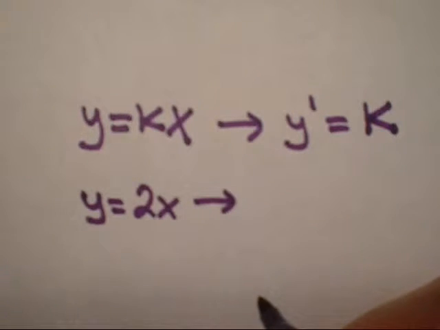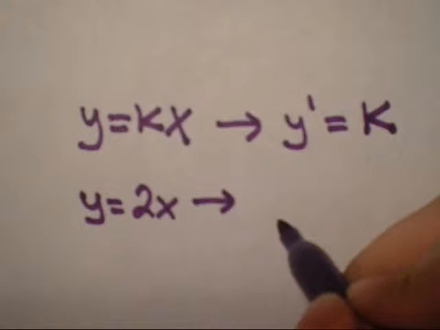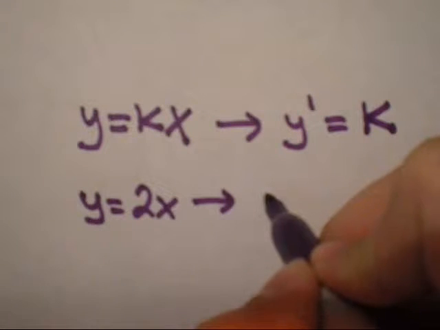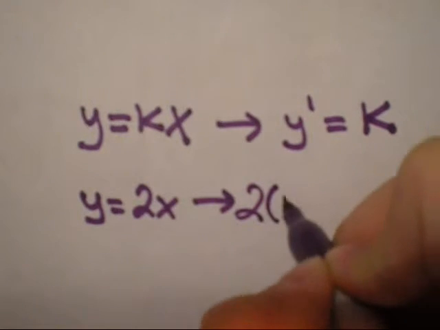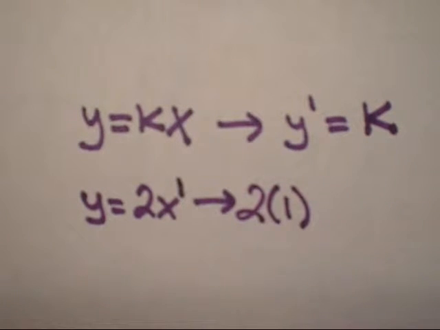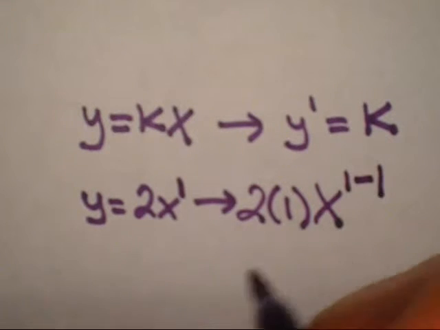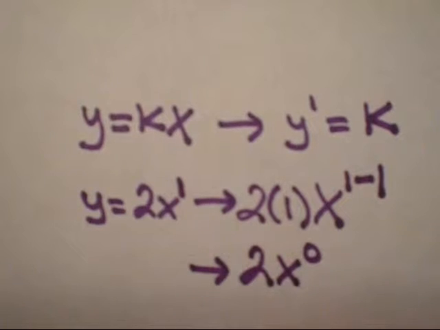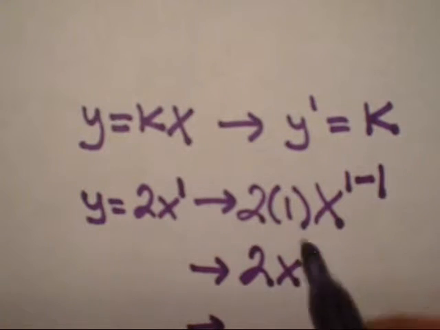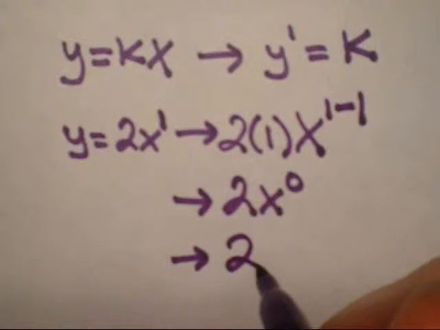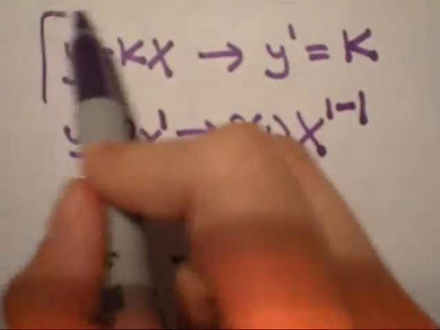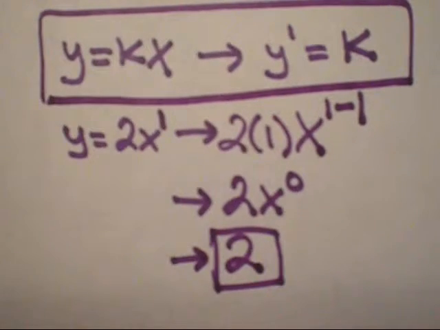If we do the derivative like we normally do, what happens is 2 times 1, because this is an exponent of 1. We keep the x the same, and then we have 1 minus 1, which would lead to 2x^0. And like we previously said, anything to the 0 power is equal to 1, so we just get left with 2. And that is the constant. So this rule is very important as well.